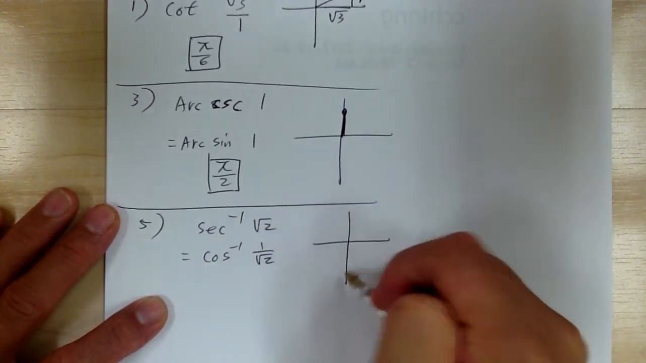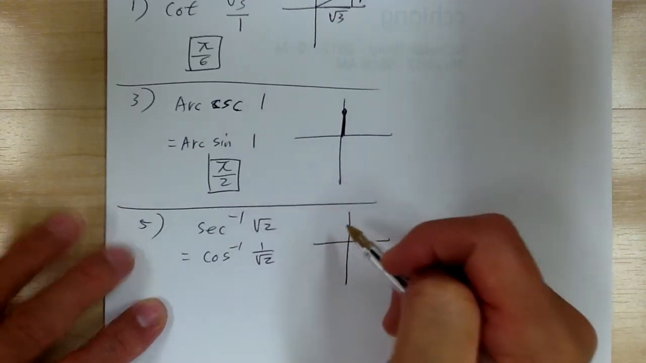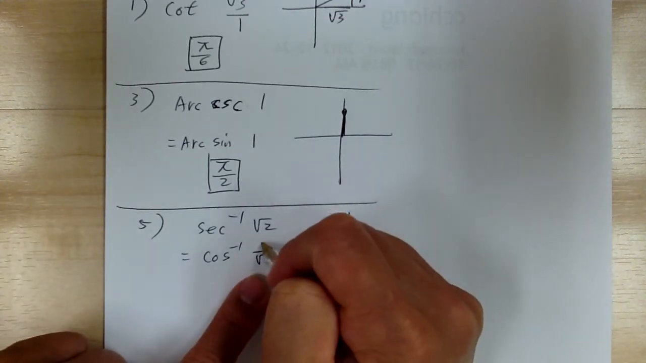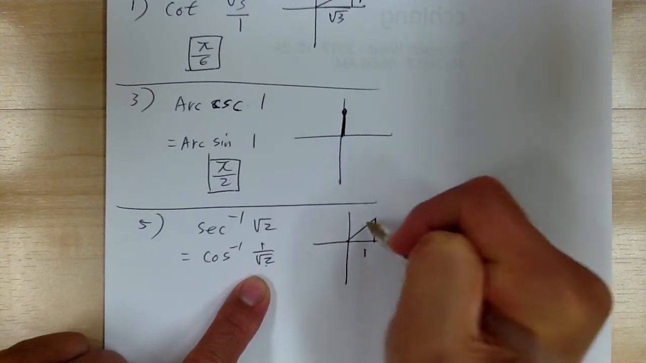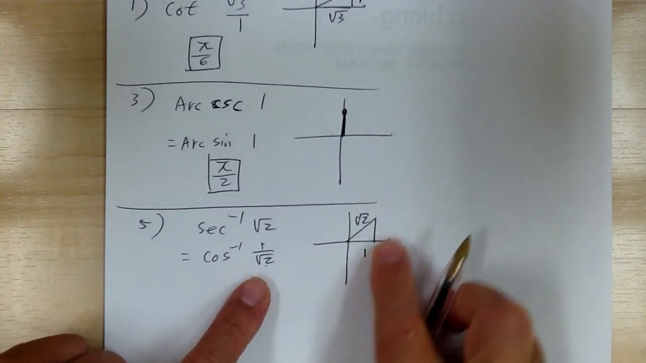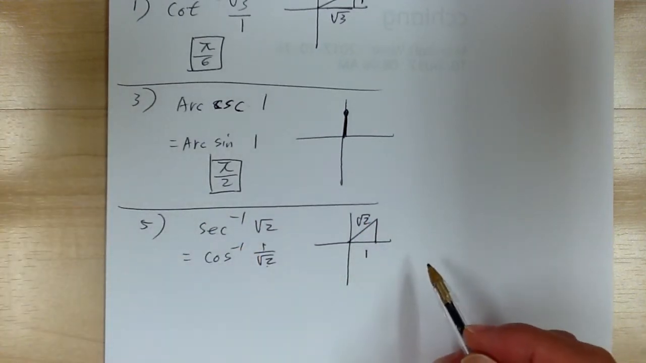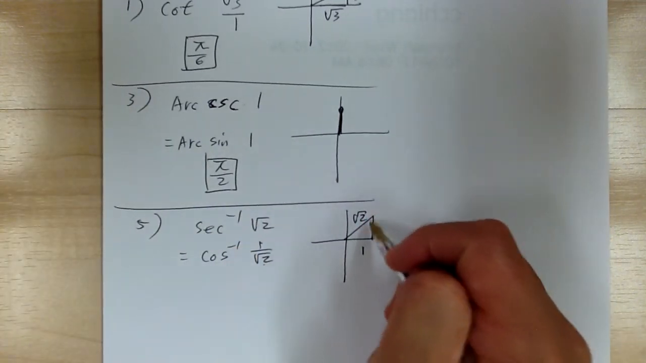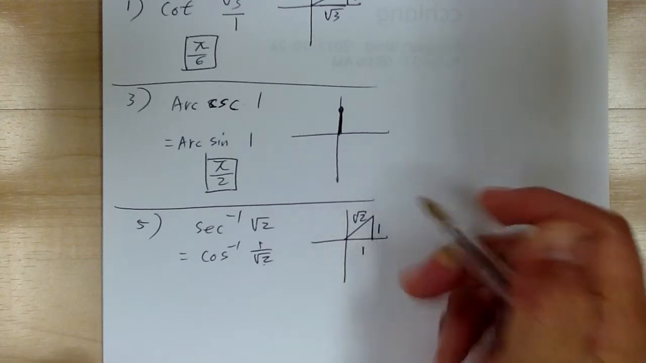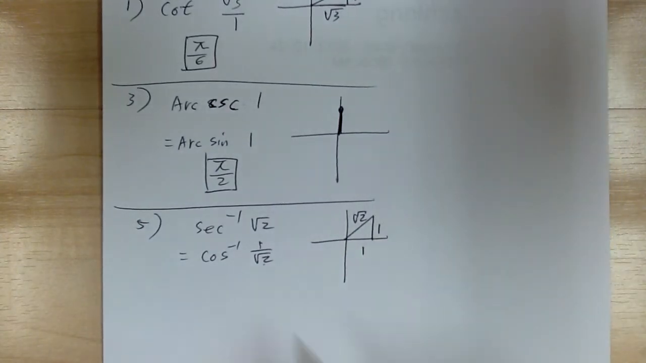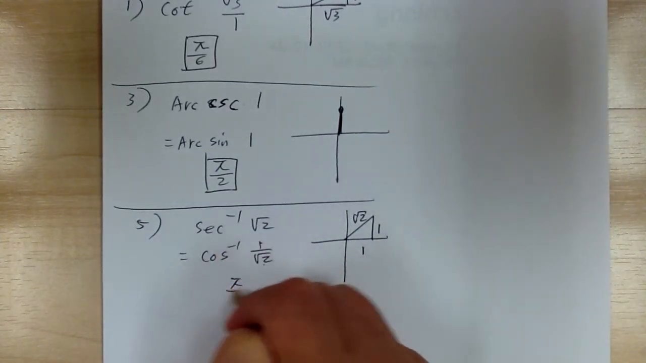So when you draw your triangle, cosine is the horizontal over hypotenuse. So that's what you get, right? So again, that is the horizontal over the hypotenuse. And therefore, by looking at this picture, you should know that this is a 45 degree angle. So 45 would be pi over 4.